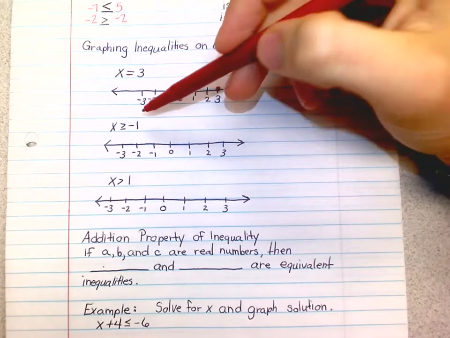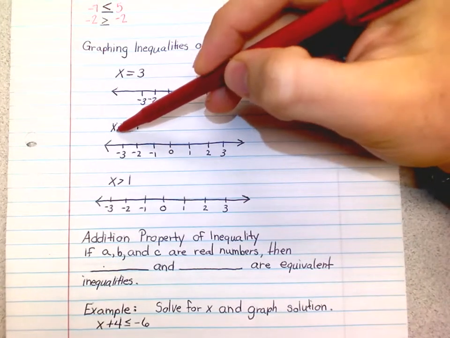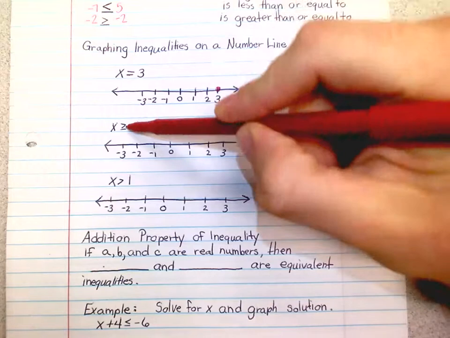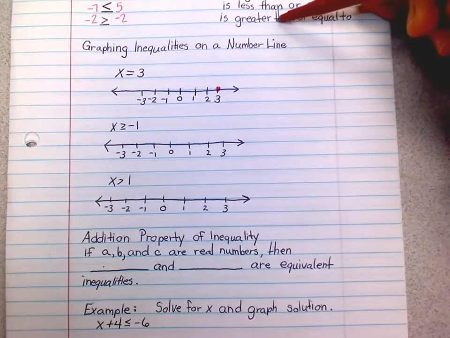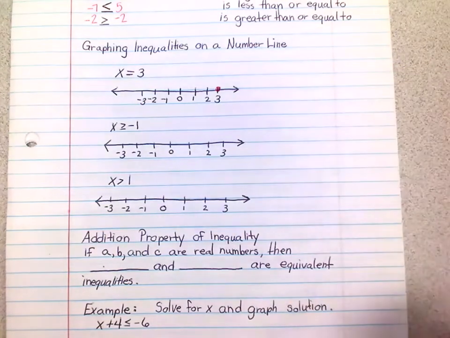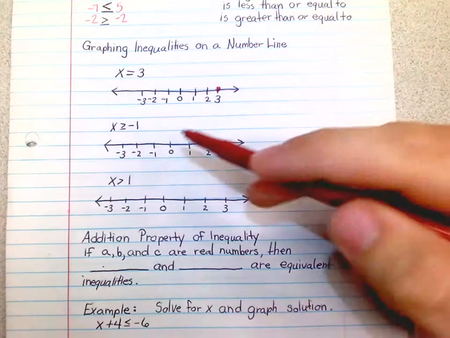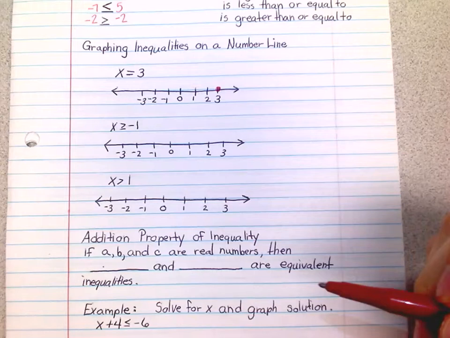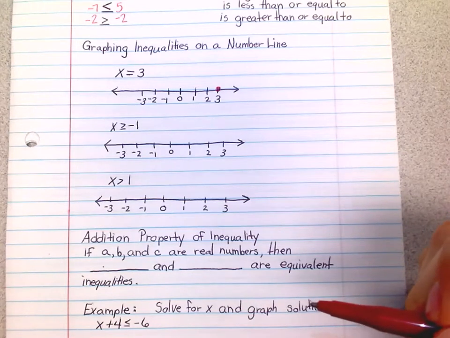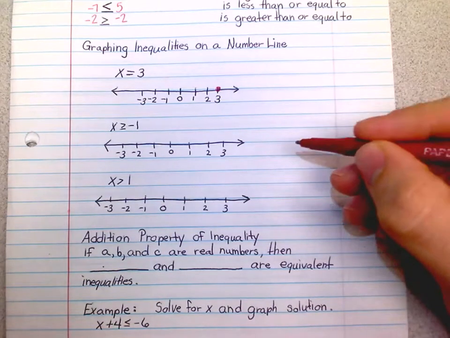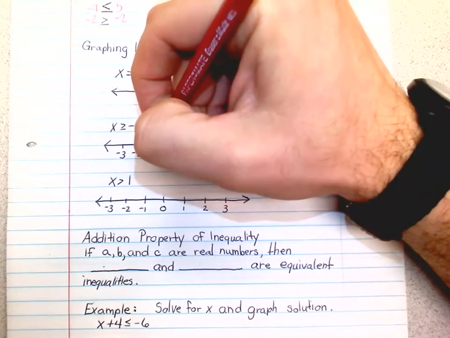Okay, since we have an X, as we look back, X is greater than or equal to negative 1. That negative 1 tells us we're going to have a solid dot. If we have an equals in anything, it's going to have that solid dot on the number line. So let's locate negative 1. It's right there.